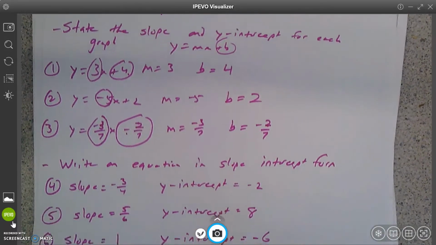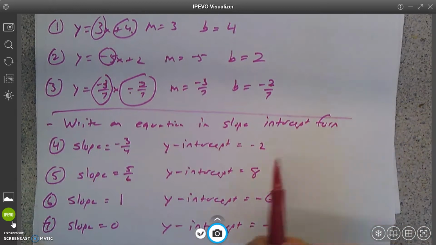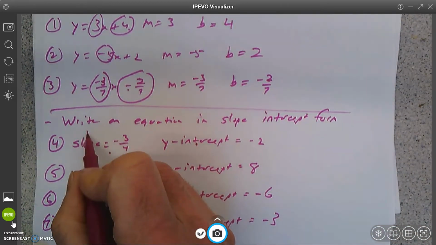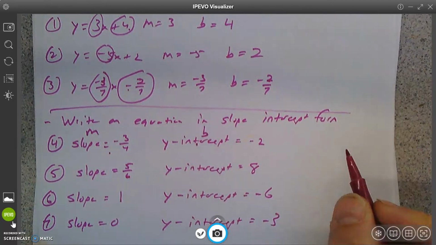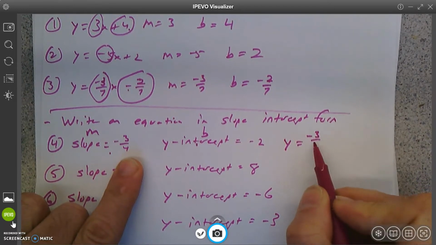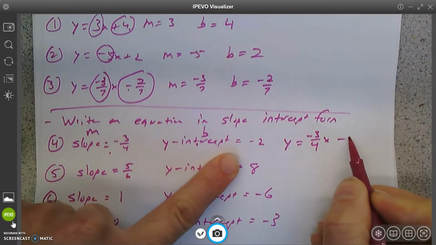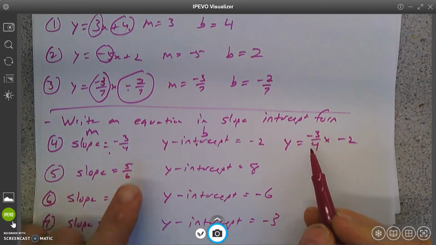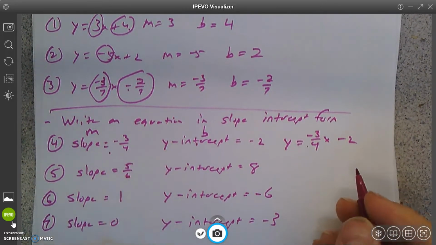Okay, cool. Now let's do it the other way here. Check this out. Write an equation in slope-intercept form. So it gives you the slope and the y-intercept. And so now let's write it in slope-intercept form. So y equals -3/4 x minus 2. There it is. So we have the slope here, -3/4, and y-intercept -2.